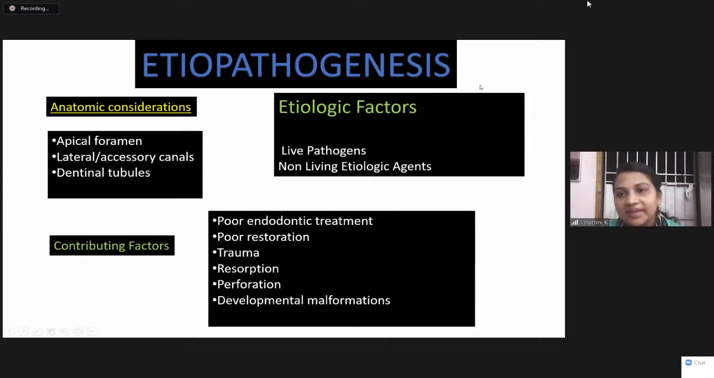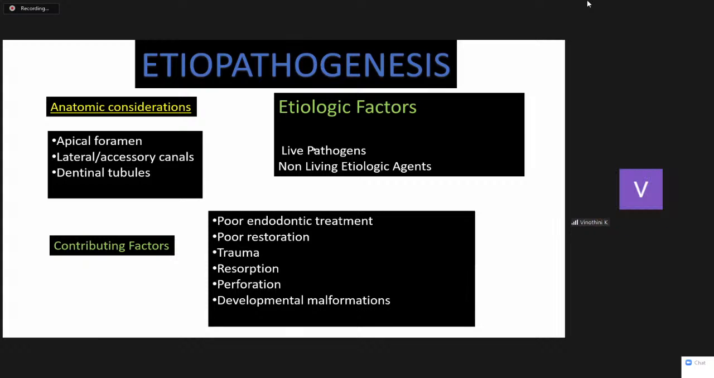And non-living etiological agents are other things, extrinsic and intrinsic. Extrinsic is your gutta-percha. If you introduce gutta-percha, that acts as an etiological agent. Your calculus is also a non-living etiological agent between the pulp and the periodontium. Other than this, cholesterol clefts, etc., are an intrinsic etiological agent.